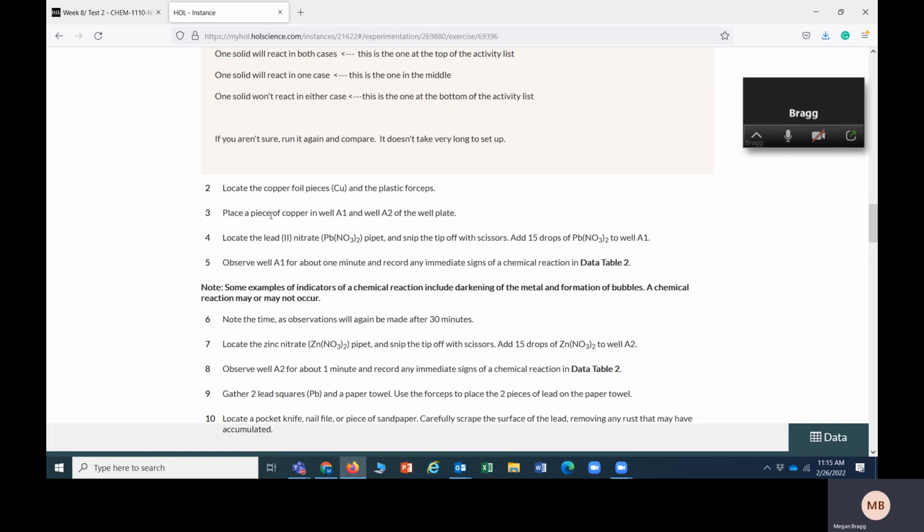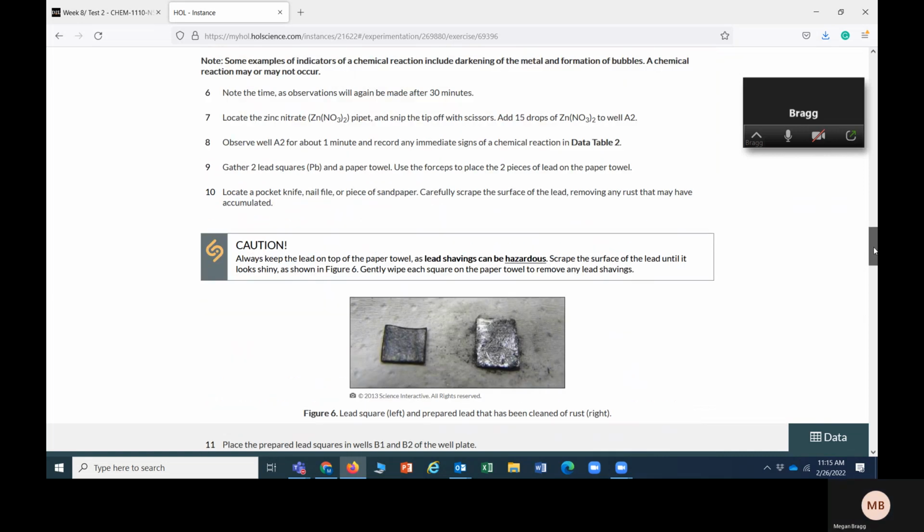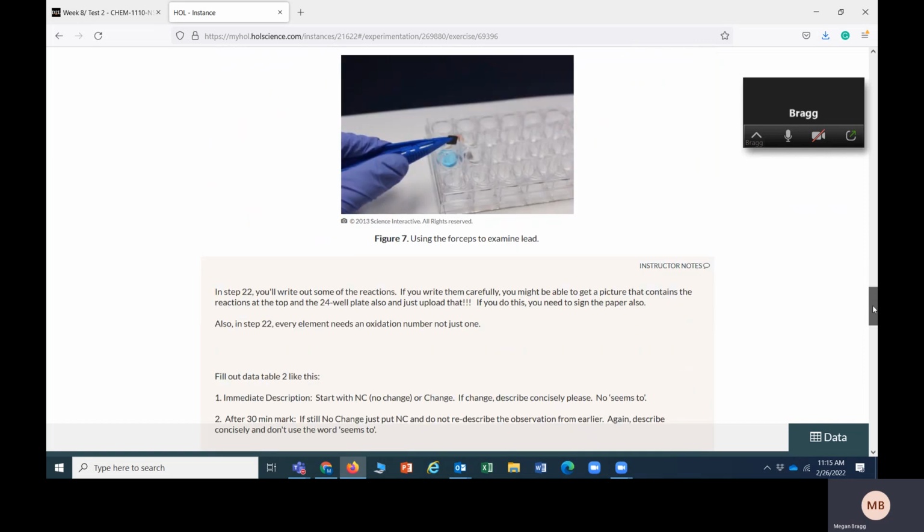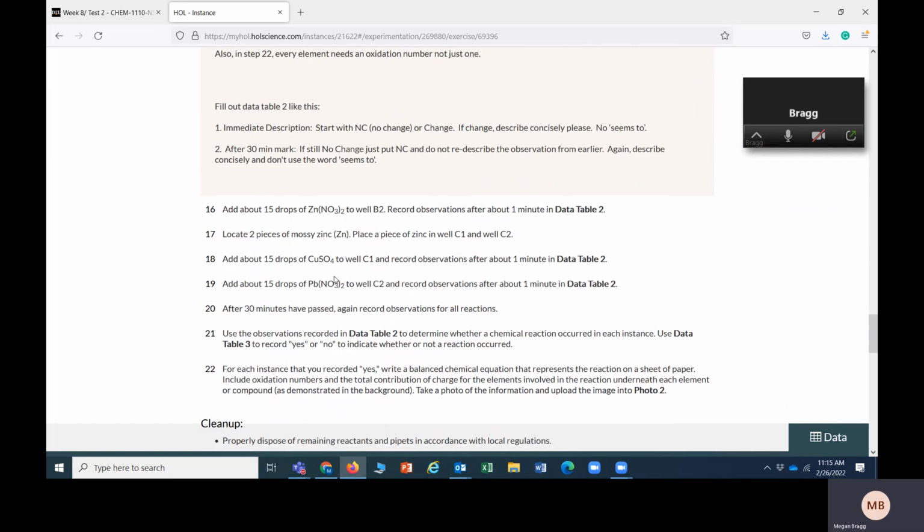Notice that you have the little pieces of foil in A1 and A2. And then let me find the other section. And then you're going to have zinc. It's called mossy zinc, but honestly, sometimes in the kits it just shows up as little strips of zinc metal. And those are going to be put in wells C1 and C2. So you're going to have a little piece of metal in each of these little wells.